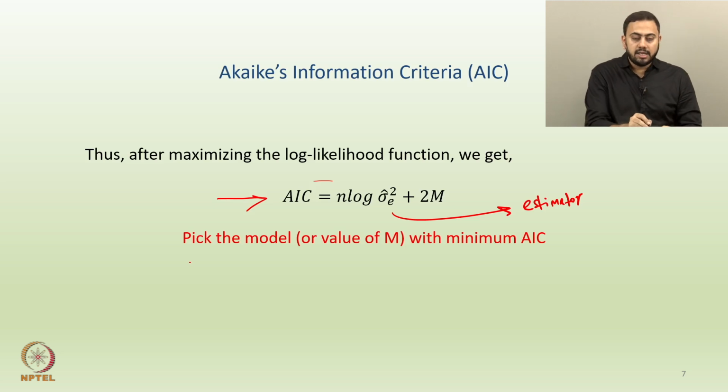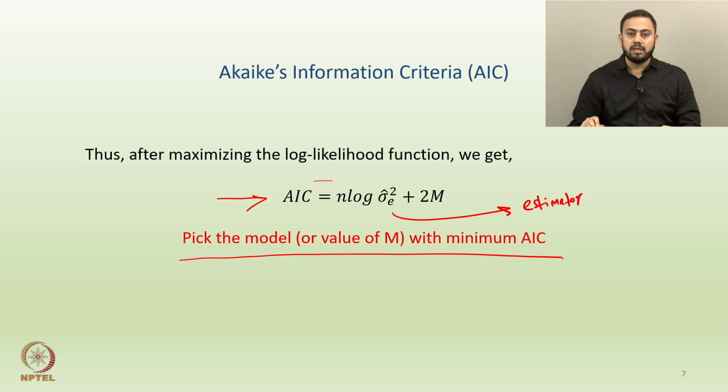And here, regardless of whichever information criteria you pick, be it AIC or SBC or Hannan and Quinn, the idea is always to minimize the particular information criteria. So similarly, pick the model or the particular value of m which minimizes the AIC. Okay, so the goal should always be to minimize any of the information criteria that you have.